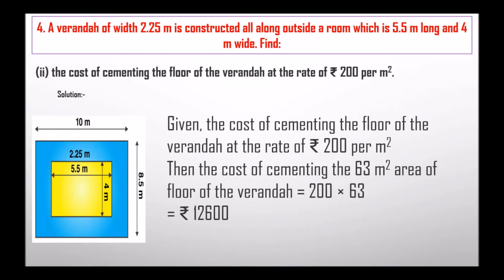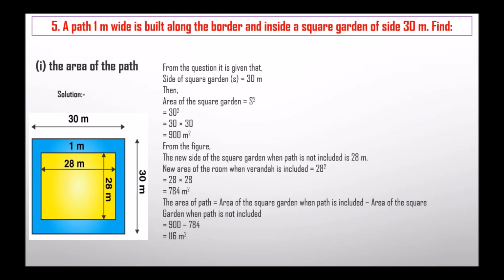Second, cost we have to find. Cost of cementing the floor of the veranda at the rate of rupees 200 per meter square. So cost is given 200 per meter square. The cost of cementing the 63 meter square area, that is 200 into 63, is rupees 12,600.